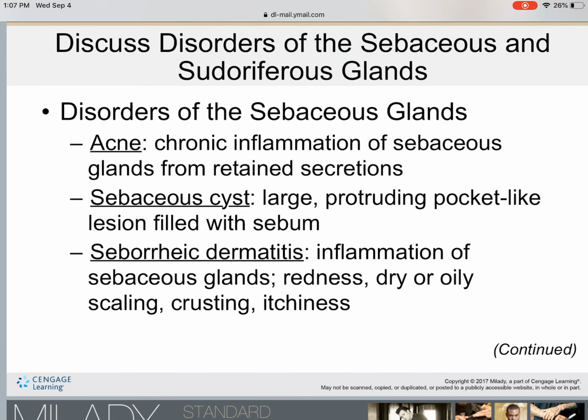Acne, chronic, it's also called acne vulgaris. It's a skin disorder characterized by chronic inflammation of the sebaceous glands from retained secretions. You got different grades of acne, from grades 1, 2, 3, and 4.